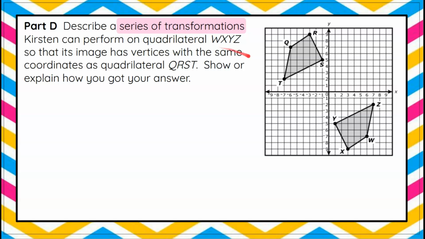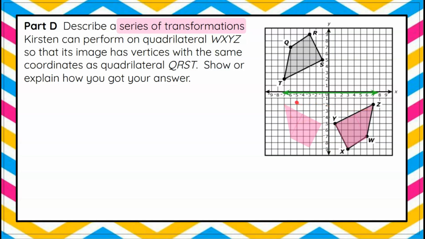So originally we were given that QRST was rotated 180 degrees to get to this quadrilateral. Now they're asking us what series of transformations are we going to perform to this quadrilateral to end up here. So I see that it looks like we have some mirror images here, which would mean we could reflect. There's more than one answer to this question that could be correct. So I'm going to consider this quadrilateral and this y-axis as a line of reflection.